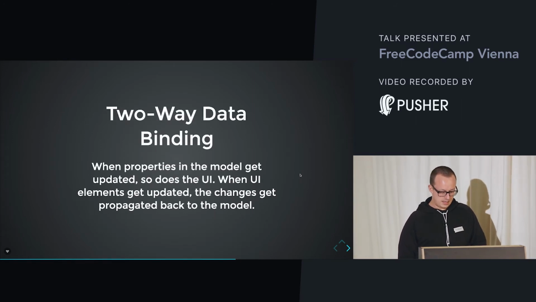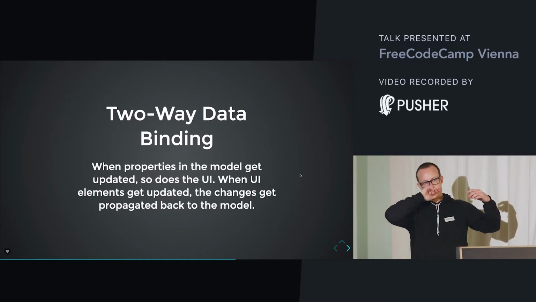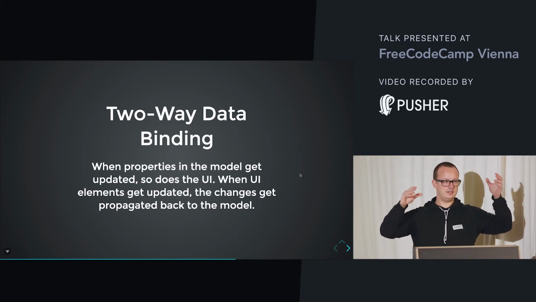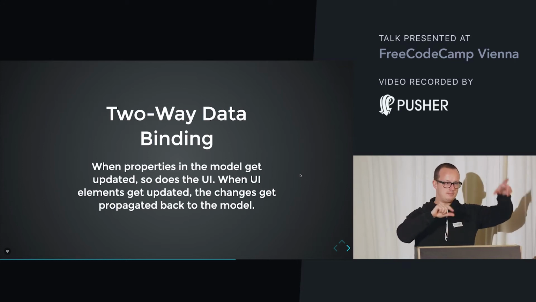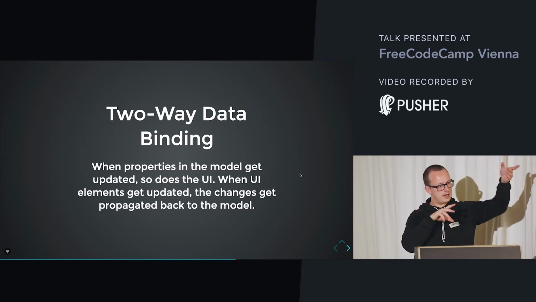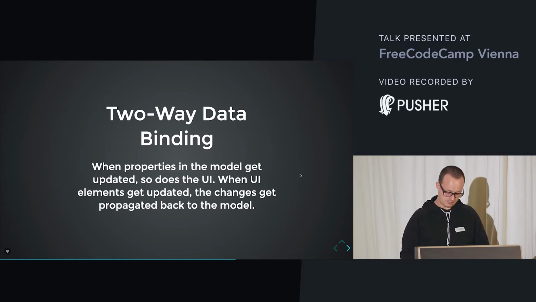The two-way data binding means that when properties in the model get updated, so does the UI. When UI elements get updated, the changes get propagated back to the model. So if we, for example, have a text in our page, and then we have the same text in an input field, if those are bound together with two-way binding, if we're changing what is in the input field, the title changes instantly. And again, with the reactive rendering, without the whole page refreshing for us. We'll have a look at that also.